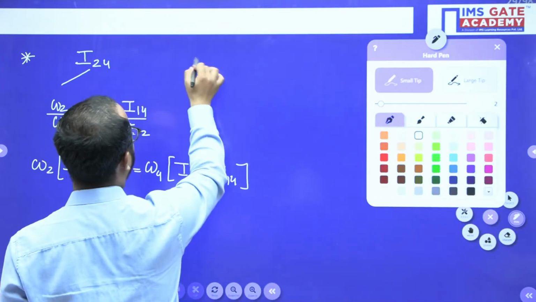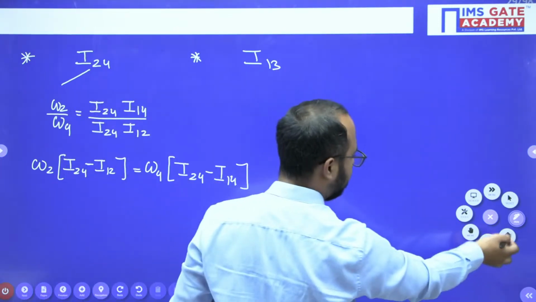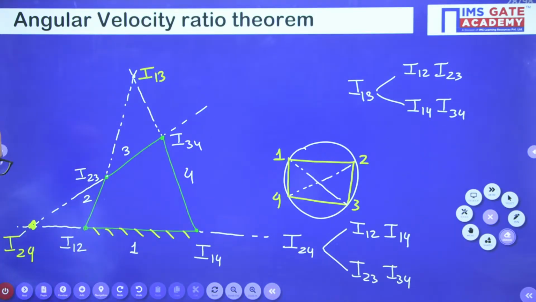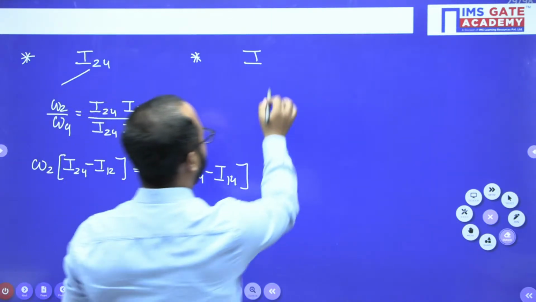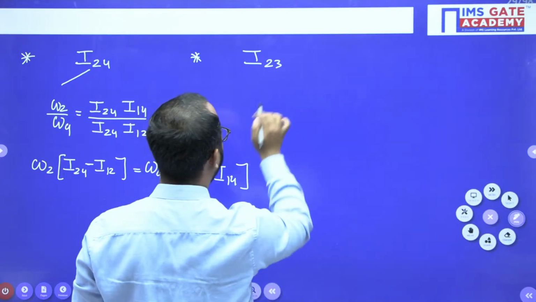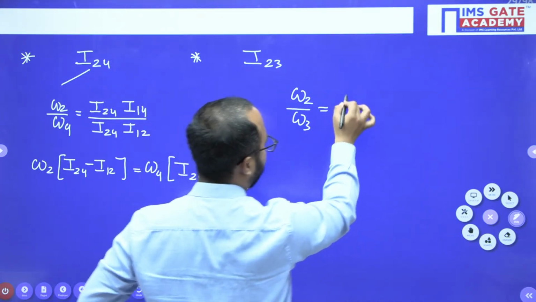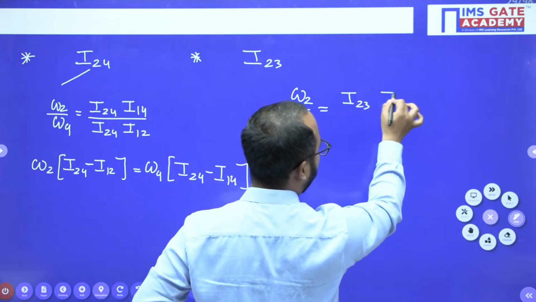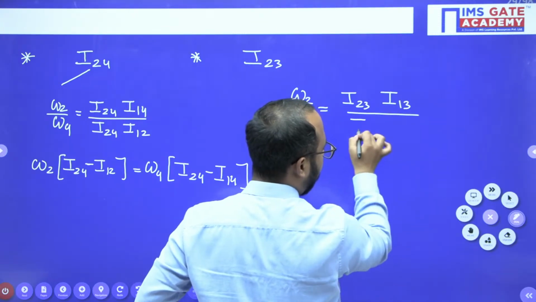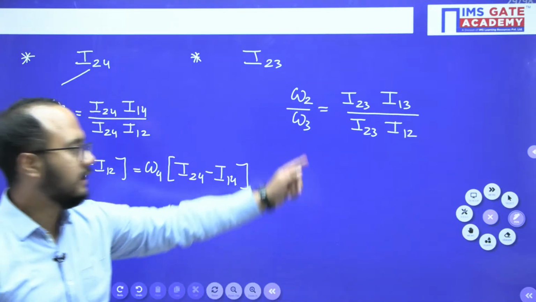Now considering the next case, let's suppose I will take I23. How will I use I23 here? I will write omega 2 divided by omega 3, and it will be equal to, the common eye center is I23, distance of I23 from I13, see, the inverse ratio is there, and again distance of I23 from I12. This relation I will use. Clear? This relation I will use.